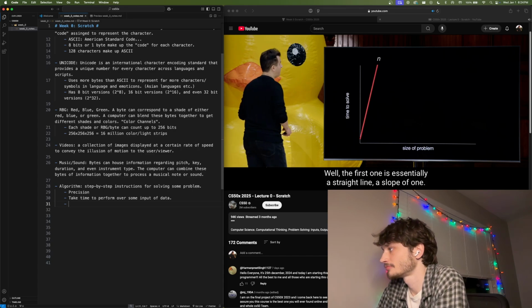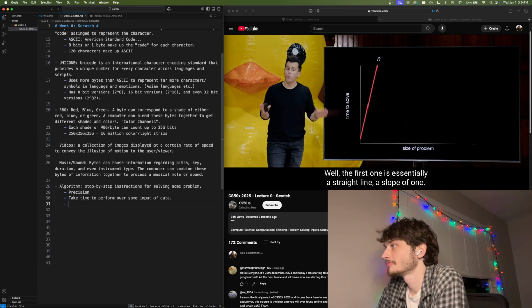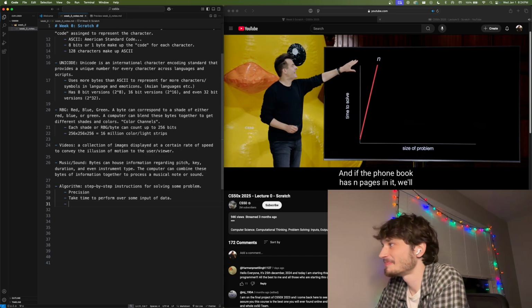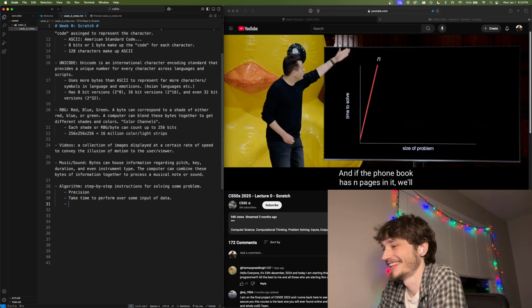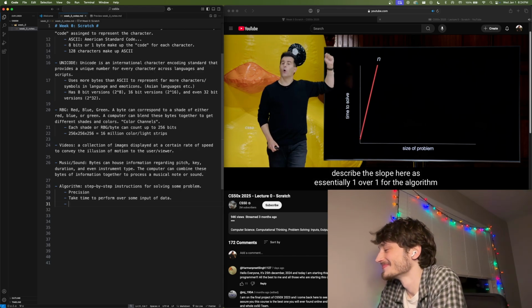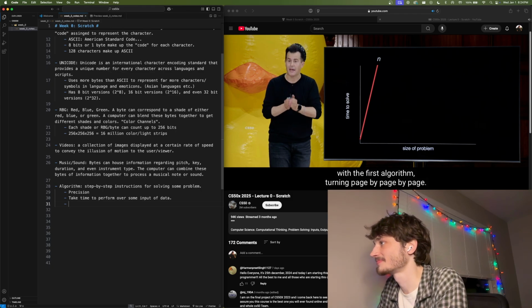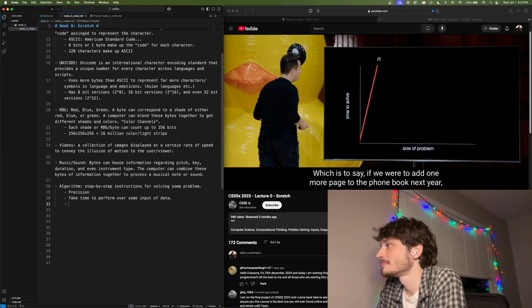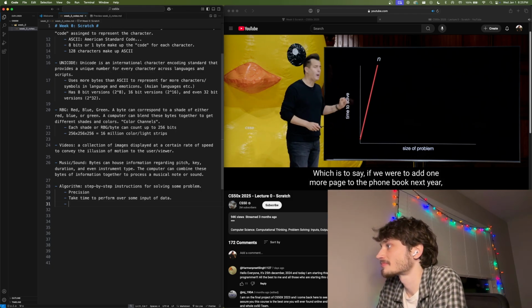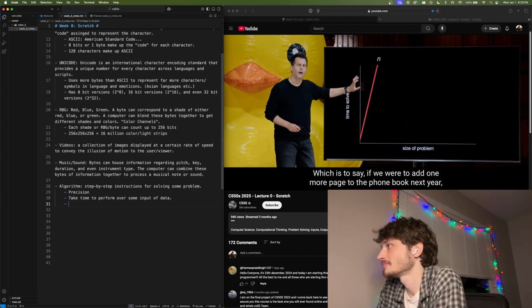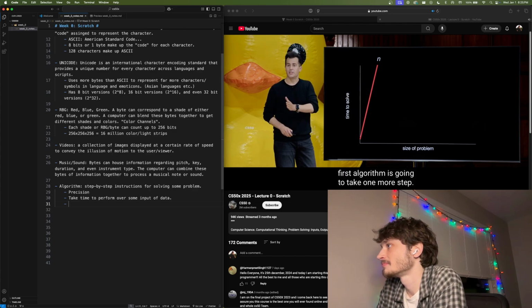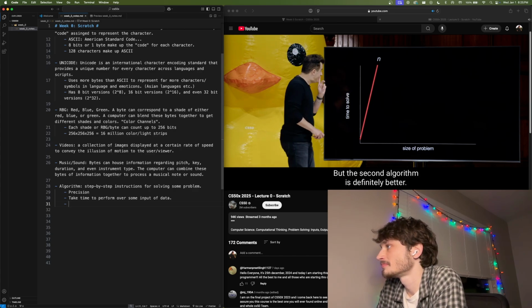Well, the first one is essentially a straight line, a slope of 1. If the phone book has n pages in it, the time is linear, essentially 1 to 1 for the first algorithm, turning page by page by page, which is to say, if we were to add 1 more page to the phone book next year, the first algorithm is going to take 1 more step. But the second algorithm is definitely better.